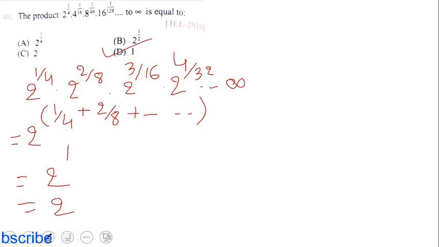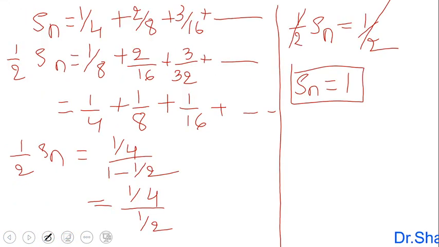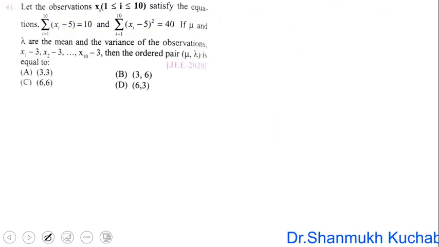So this is the first page solution and this will be our second page solution. Okay, we'll move to our next example.